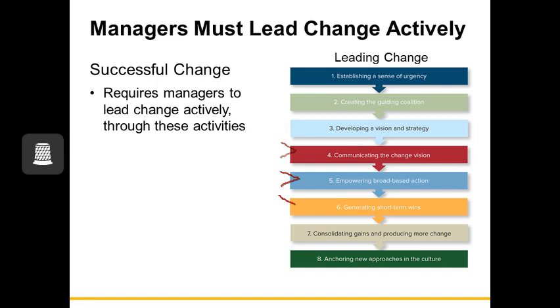We also need to generate short-term wins. We may be implementing a change that is going to take 2 to 3 years to realize the full benefits of. But what are the benefits of what happened this week? What wins did we achieve recently? We need to make sure that we communicate these so that people don't lose hope. We also want to consolidate gains and produce more change. Essentially, what we're doing here is simply building off the momentum. As people see our success, we're going to keep moving forward. And then finally, we want to anchor the new approaches in the culture. By celebrating our change, by celebrating our efforts, we're going to make them an important part of what our organization does.